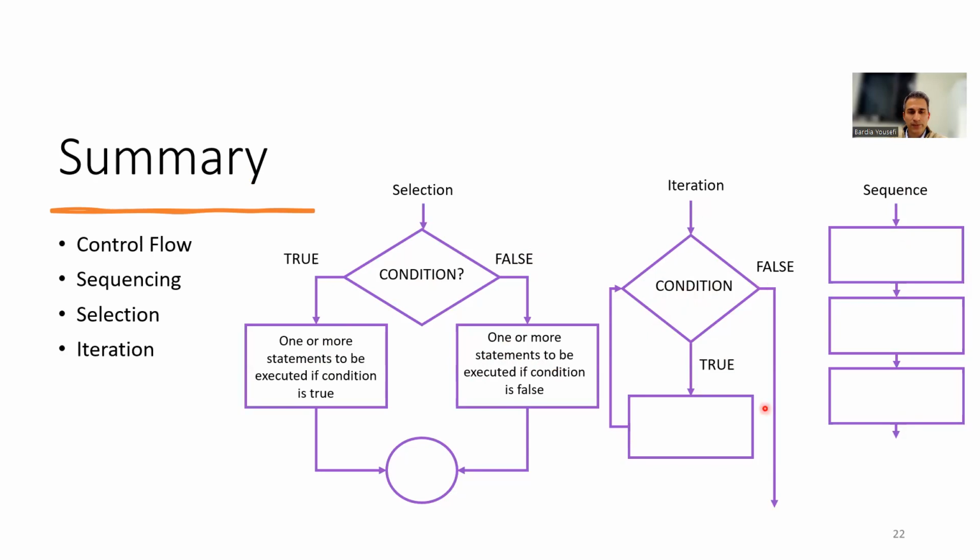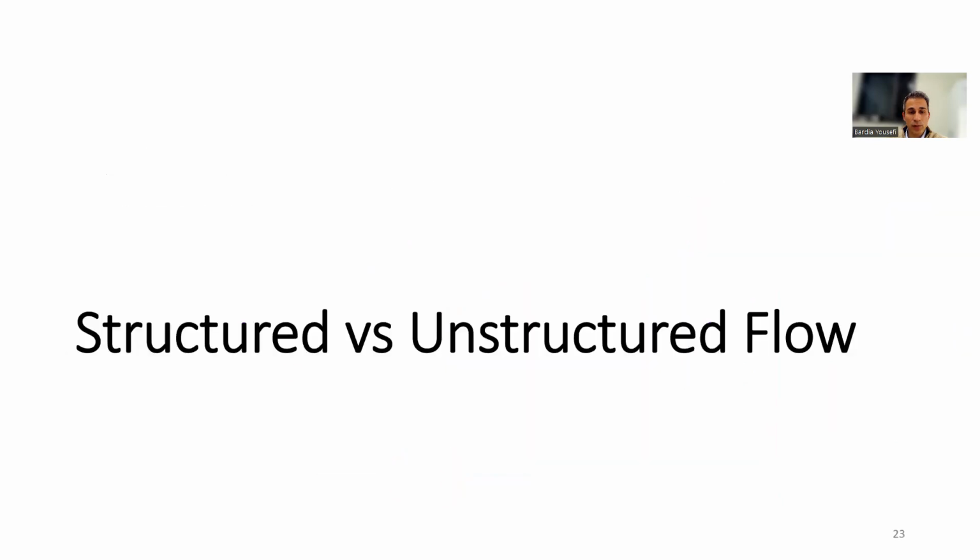In the next chapter, we are going to talk about structured versus unstructured flow. Since we already know the loops and everything, we are going to talk about the go-to statement, and we are going to talk about break, continue, and switches to be familiar with all of these concepts. And at the end, we are going to talk about functions.